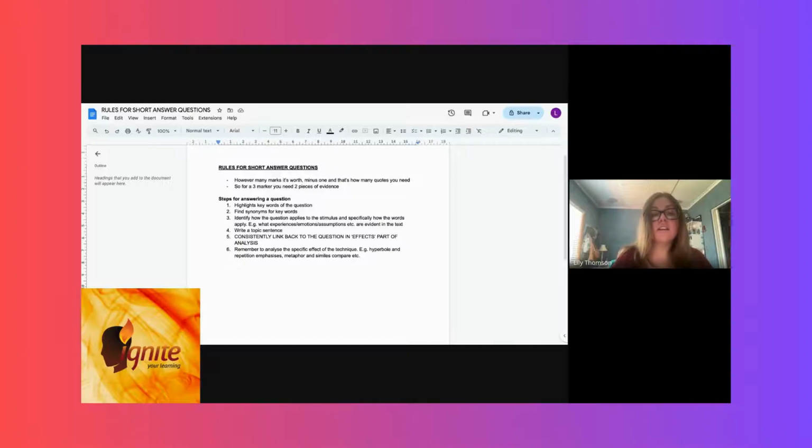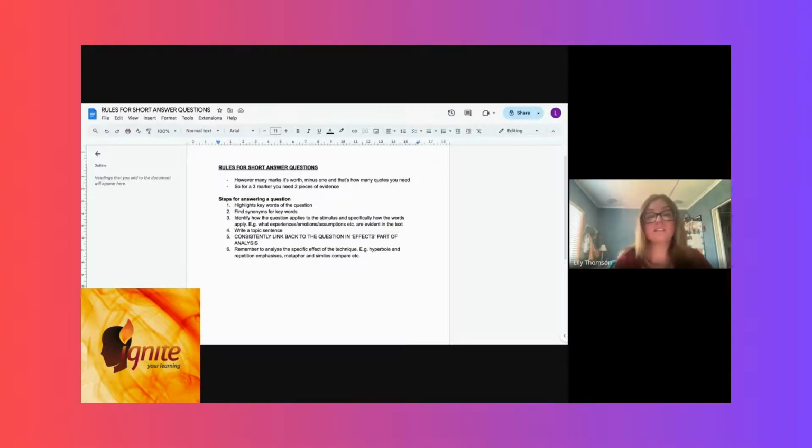For the third one, you need to identify how the question applies to the stimulus and specifically how the words apply. So look at things like the experiences, the emotions, and the assumptions evident in the text and write them out for yourself, because that's going to allow you to approach the question knowing exactly how the stimulus relates to what they're asking of you.